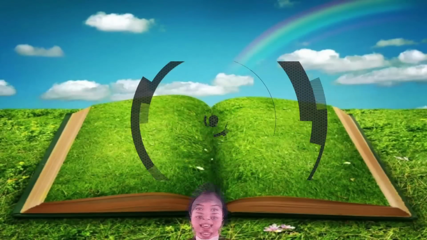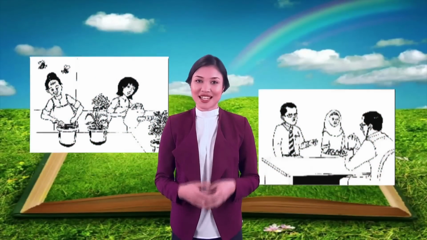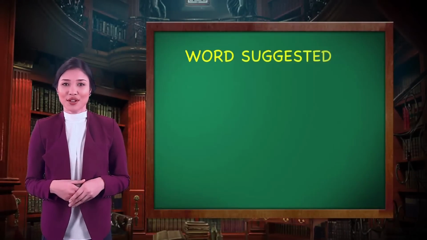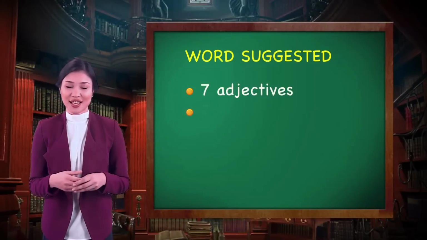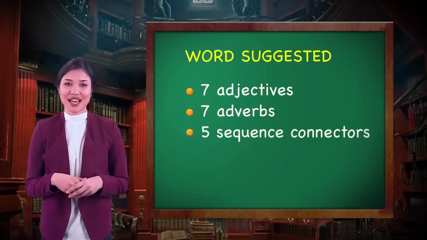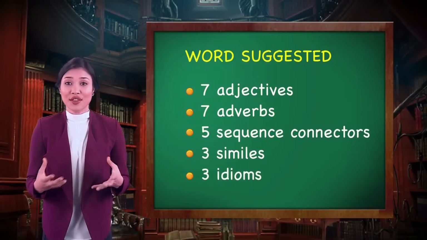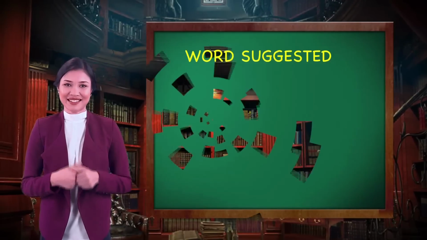Task. Now it's time to put all what we've learned into practice. Using all the information I have given you, can you create a story based on the pictures and notes of Anissa and her mother? Starting with task 1 in your worksheet, I want you to brainstorm all the appropriate words and sentences that you think would be useful for the story. If possible, I want you to think of 7 adjectives, 7 adverbs, 5 sequence connectors, 3 similes, and 3 idioms. If you could think of more words and phrases, even better.